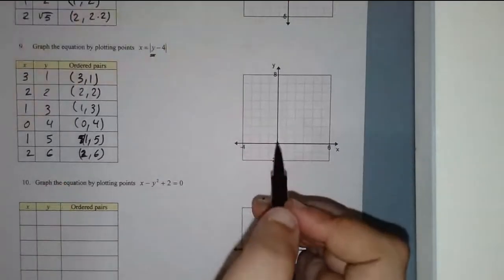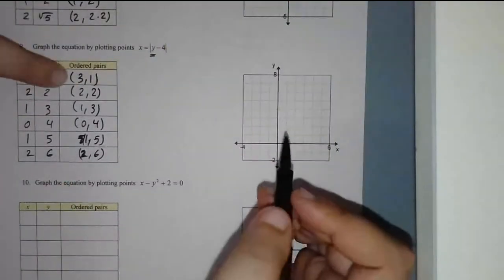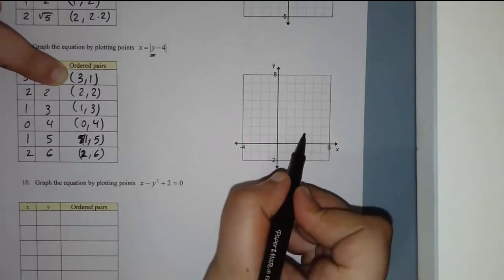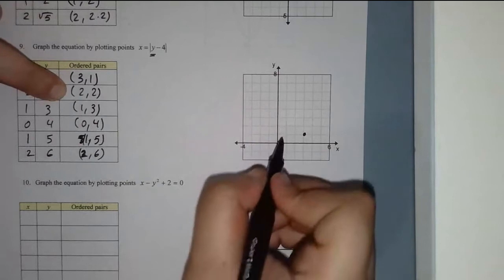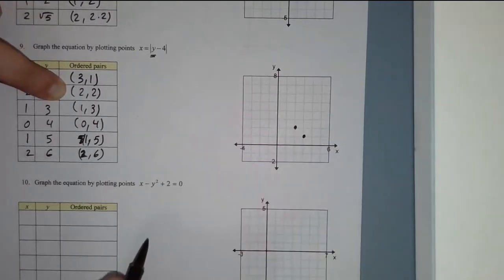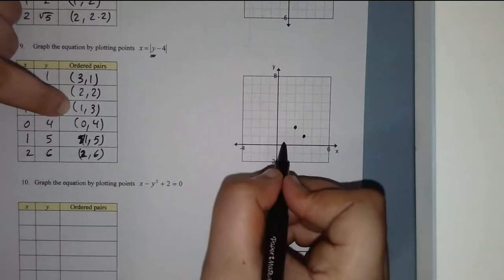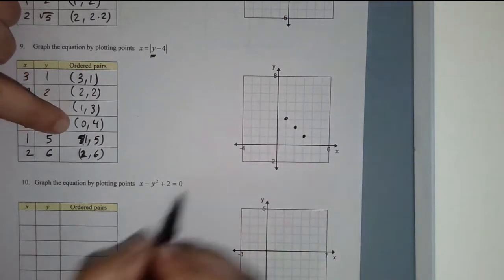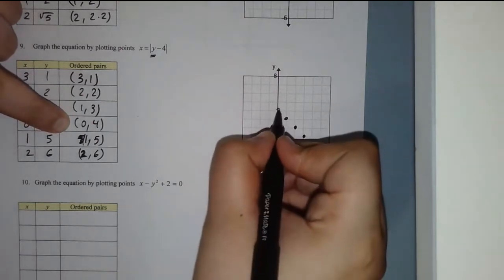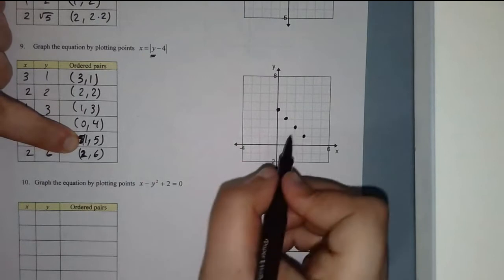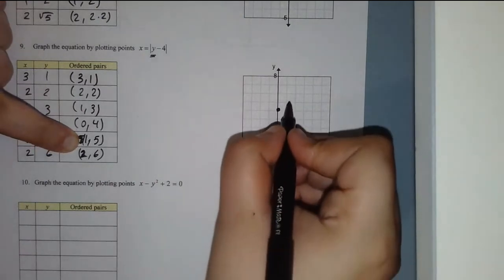Here you go. X is 3. 1, 2, 3. Y is 1. So it's right here. X is 2. 1, 2. Y is 2. It's right there. X is 1. Y is 3. So it's right there. X is 0. Y is 4. Right here. X is 1. So again 1. But Y is 5. So it's right there.